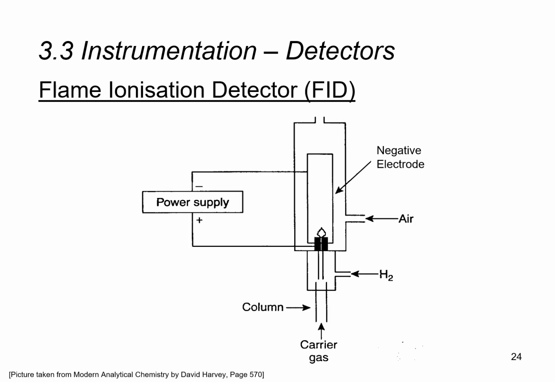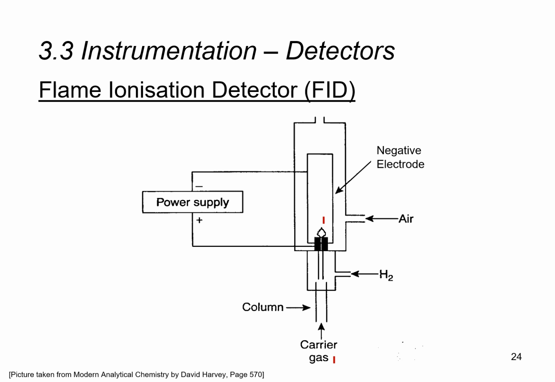Now, the second detector that we're going to be discussing is a flame ionization detector. This flame ionization detector is by far the most common detector that is used with gas chromatography instruments. So we see at the bottom here, we have the carrier gas that's carrying the gaseous sample molecules through the column and to this flame.